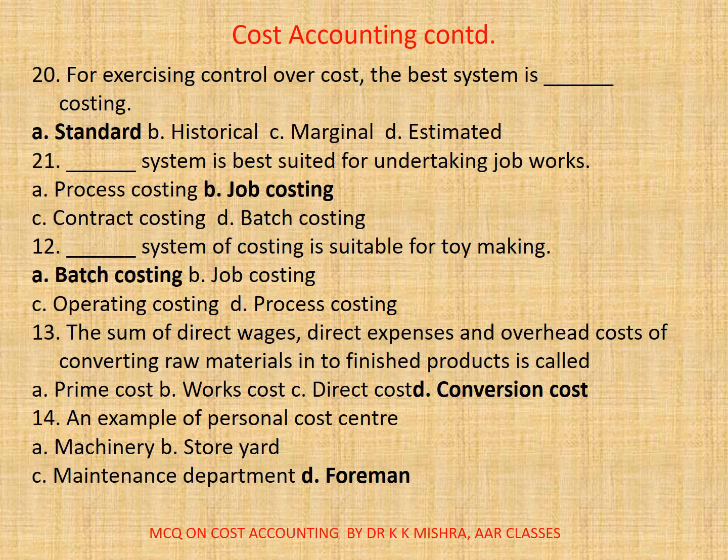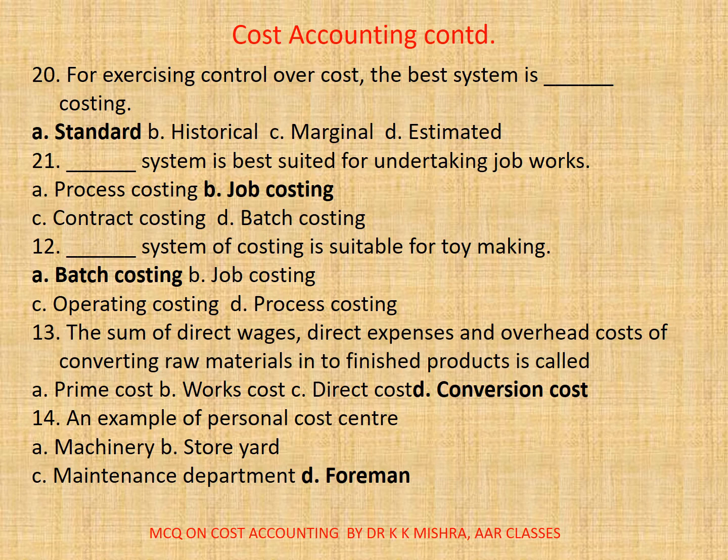20. For exercising control over cost, the best system is dash costing. A. Standard, B. Historical, C. Marginal, D. Estimated. Here correct option is A. Standard. 21. Dash system is best suited for undertaking job works. A. Process costing, B. Job costing, C. Contract costing, D. Batch costing. Here correct option is B.